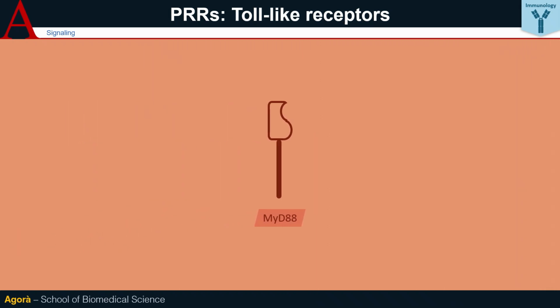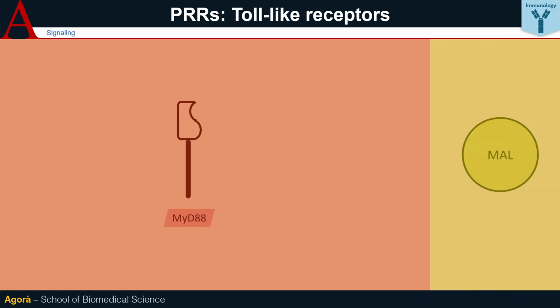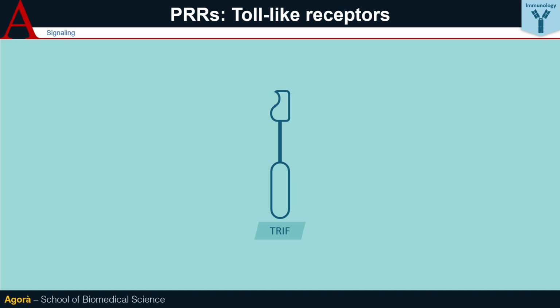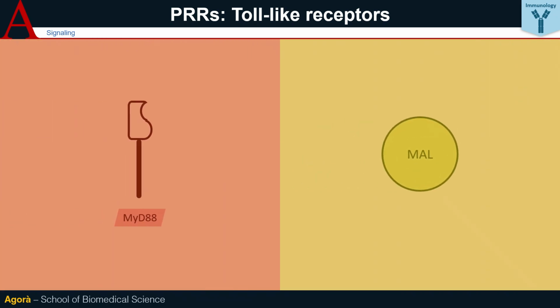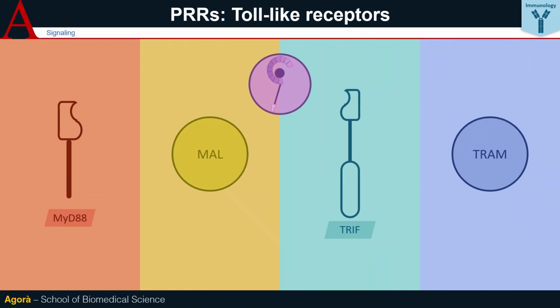All TLRs can recruit MyD88 except TLR3, which initiates signaling through TRIF. Moreover, TLR1 and TLR2 and TLR2 and TLR6 heterodimers recruit MyD88 and MAL together, leading to MyD88 and MAL signaling. TLR4 recruits MyD88 and MAL, but also TRIF and TRAM. Now let's delve into the specific responses that individual adapters elicit in immune cells.